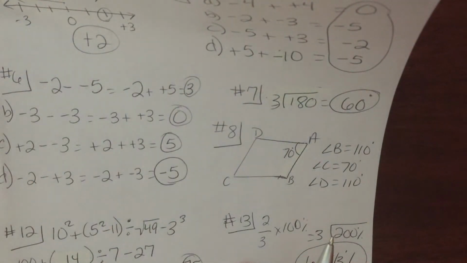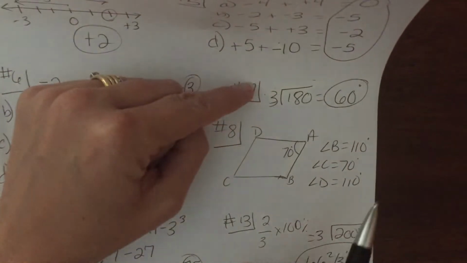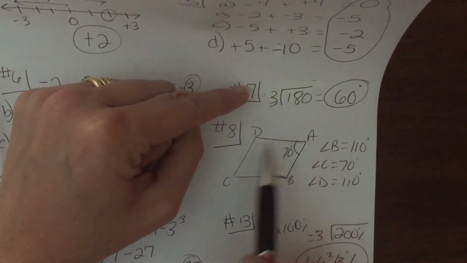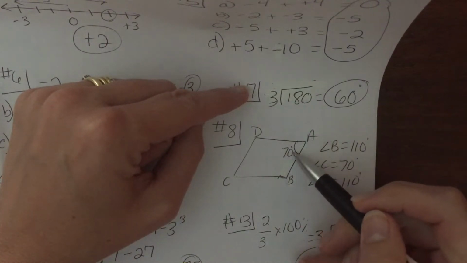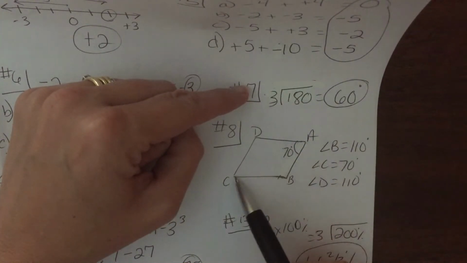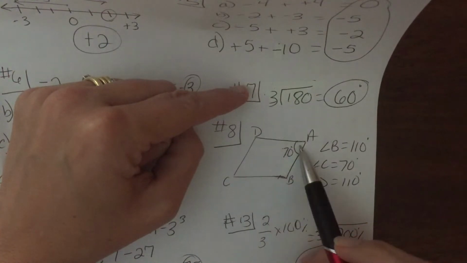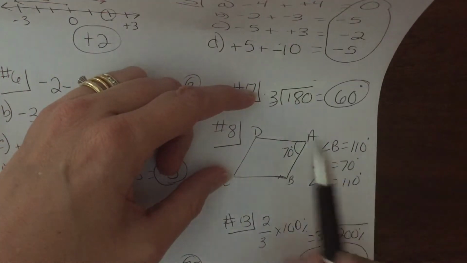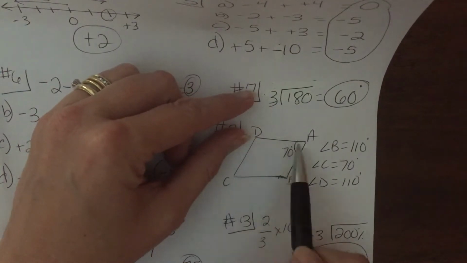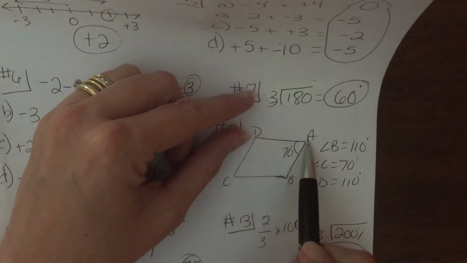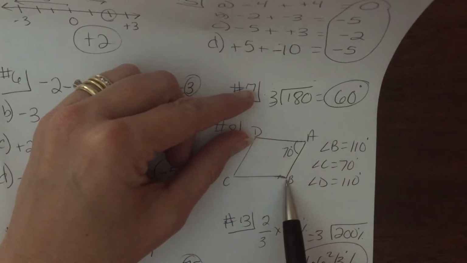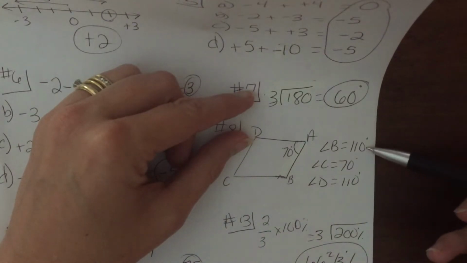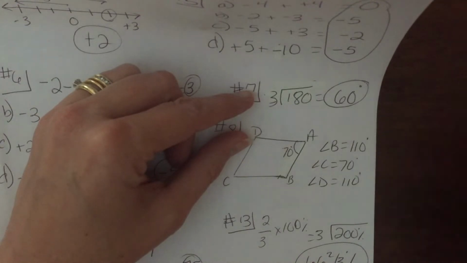Number 8 says it's a parallelogram. Mine is not a very well-drawn parallelogram, but there it is. It says angle A measures 70. Now we learned on parallelograms that the angles opposite each other have the same measure, so that told me that angle C was also 70. And we learned that angles that are adjacent have to be supplementary. So D and A have to add up to 180 degrees. If A is already 70, then D is 110. That means that B is also 110. So B is 110, C is 70, D is 110.